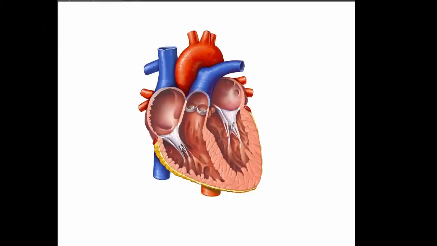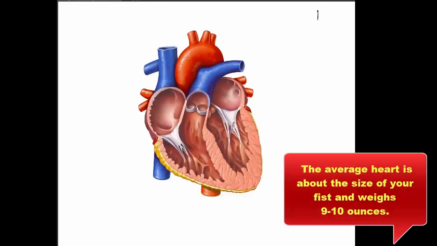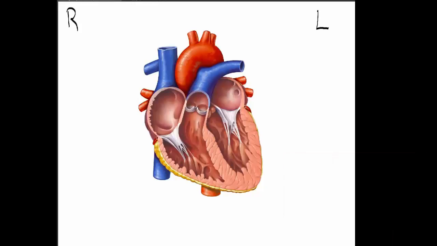Let's look at the anatomy of the heart. Before you know anything about the anatomy of an organ, you have to understand that the left side of the organ is actually on the right side of the picture, and the right side of the organ is actually on the left side of the picture. You may wonder why this is. It's because all organ diagrams are demonstrated in such a way as if you were facing a patient head-on.